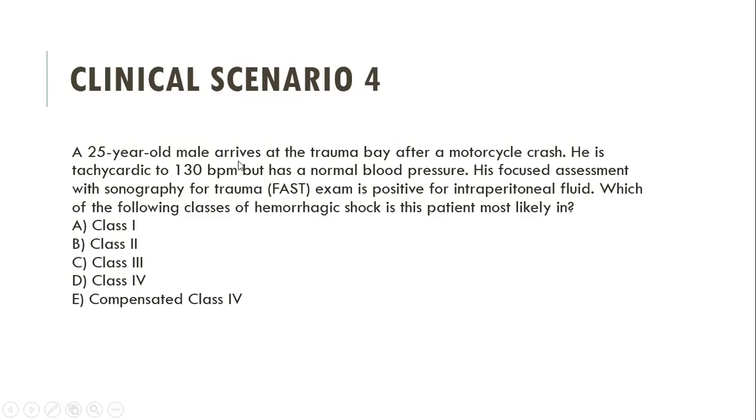A 25-year-old male arrives at the trauma bay after a motorcycle crash. He's tachycardic to 130 beats per minute, but has a normal blood pressure. His focused assessment with sonography for trauma, FAST exam, is positive for intraperitoneal fluid. Which class of hemorrhagic shock in this patient is most likely? So the patient is basically tachycardic, but the blood pressure is normal, and there are no other signs or symptoms of shock. So it must be a class 2.